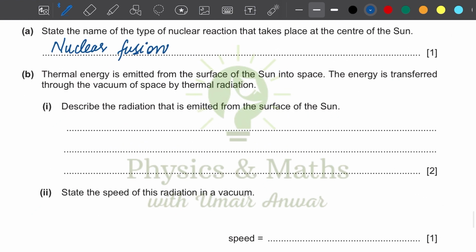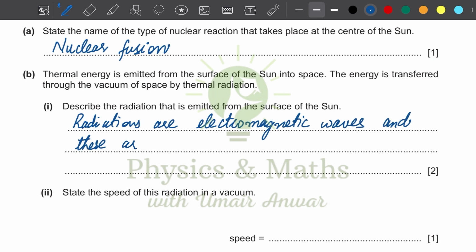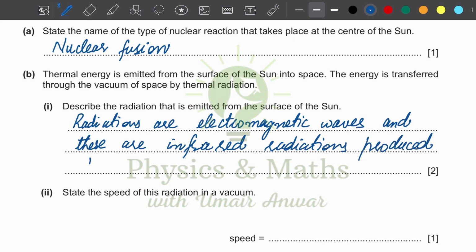Thermal energy is emitted from the surface of the sun into space. The energy is transferred through the vacuum of space by thermal radiation. Describe the radiation that is emitted from the surface of the sun. So the radiations emitted are electromagnetic waves. These are infrared radiations which are produced by hot objects.